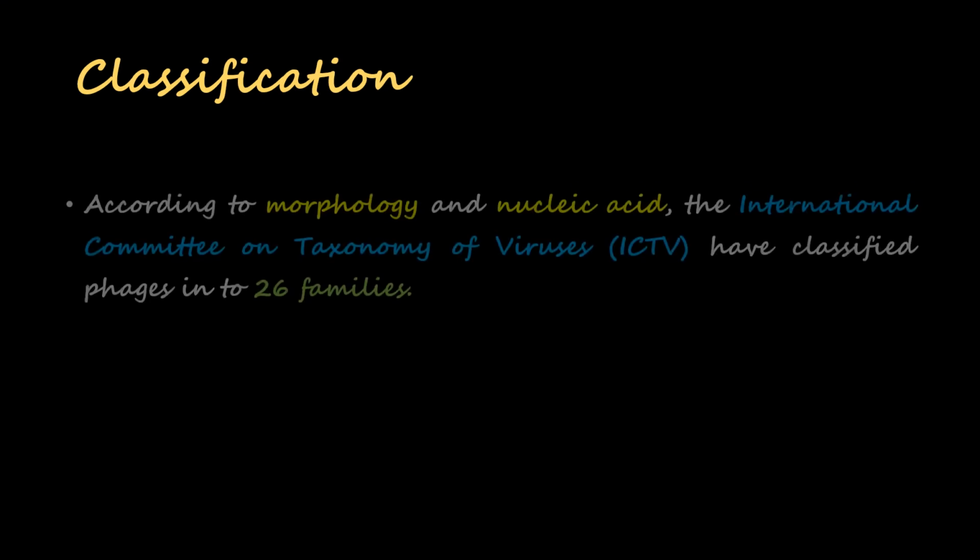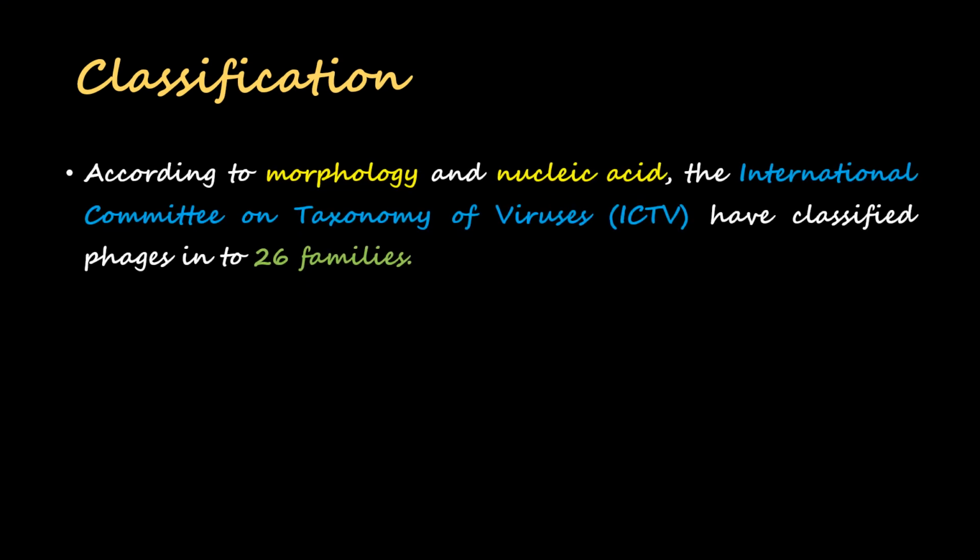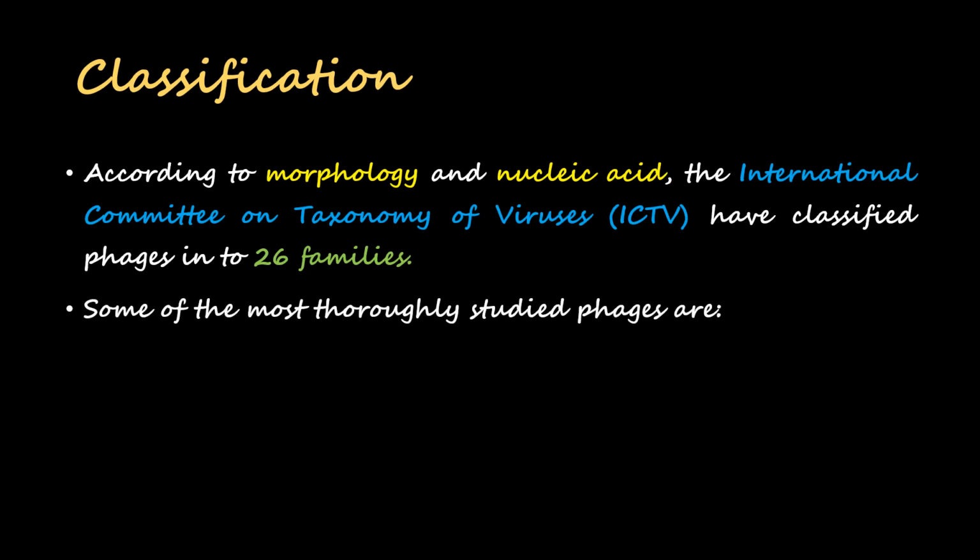Classification of bacteriophages. According to morphology and nucleic acid, the International Committee on Taxonomy of Viruses, that is ICTV, has classified phages into 26 families. Some of the most thoroughly studied phages are T2, T4 and T6 phages, which are commonly called T-even phages.